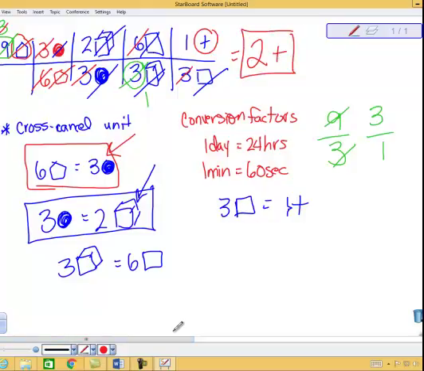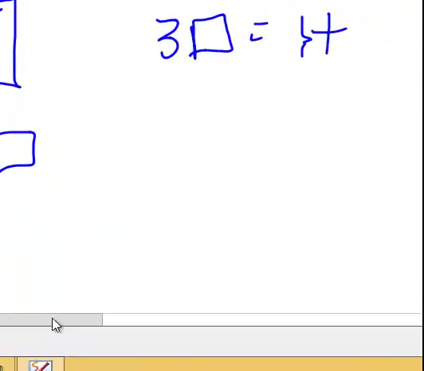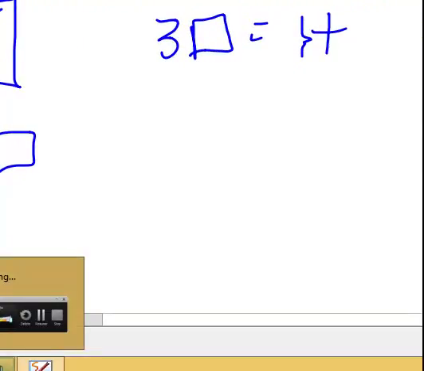Sweet, huh? Hey guys, this is the general idea of how to do the Dimensional Analysis Shapes worksheet. I hope this has helped, and if you have any questions, come see me. I'm more than glad to help.